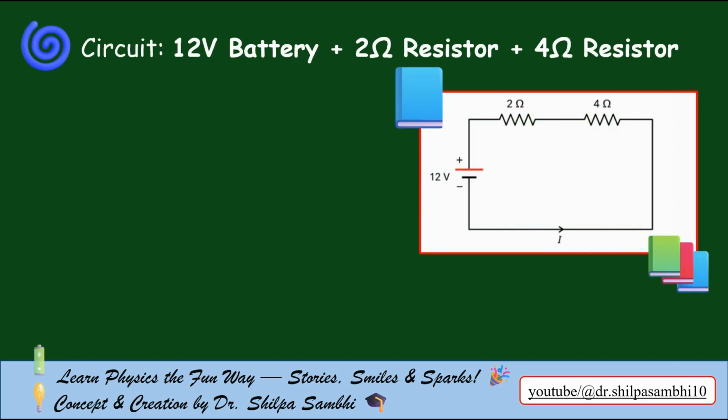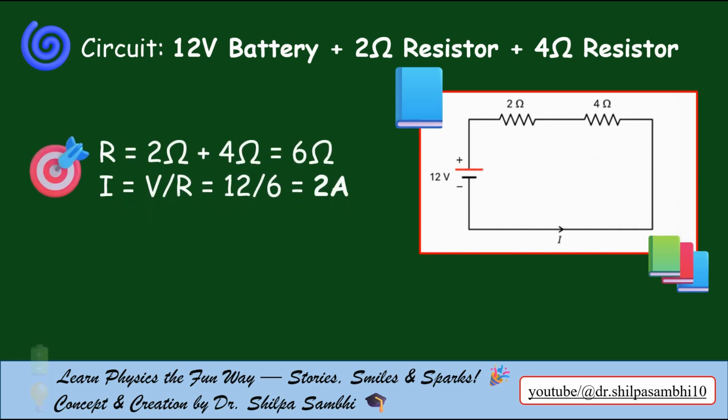Imagine Anaya is taking a walk around a simple circuit. The circuit has a 12-volt battery, a 2-ohm resistor, and a 4-ohm resistor connected in series. First, let us find the current. Total resistance is 6 ohms. So, current is equal to 12 divided by 6, which is equal to 2 amperes.